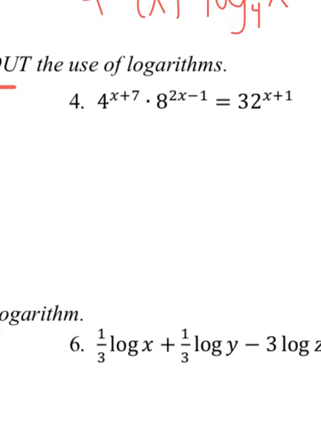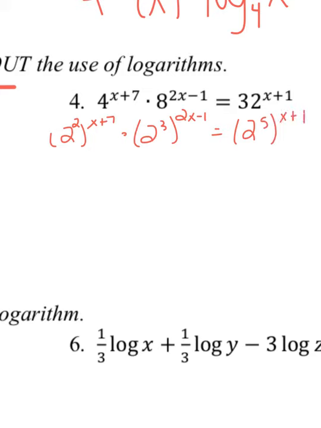Between 4, 8, and 32, my common base is going to be a 2. So 4 is 2 squared raised to the x plus 7 times 8 is 2 to the 3rd raised to the 2x minus 1, and 32 is 2 to the 5th raised to the x plus 1. So now here, not only do you have a power to power rule, but whenever you're multiplying two terms, you add their exponents. So this equation is going to be 2x plus 14, because you distribute this, plus 6x minus 3 equals 5x plus 5.